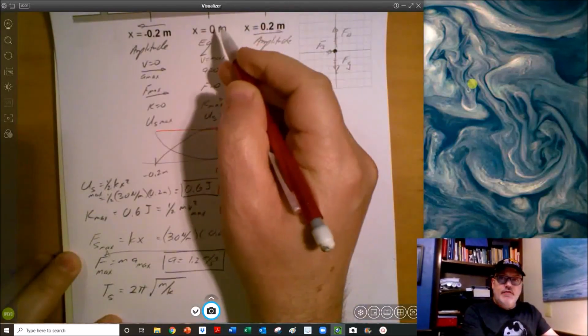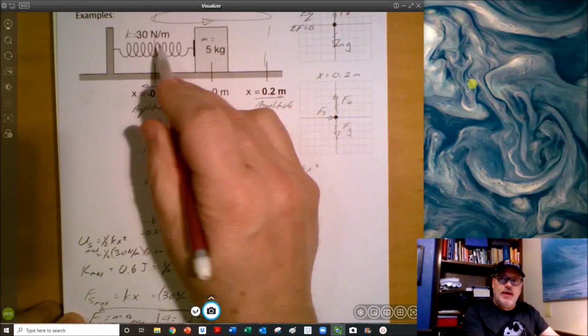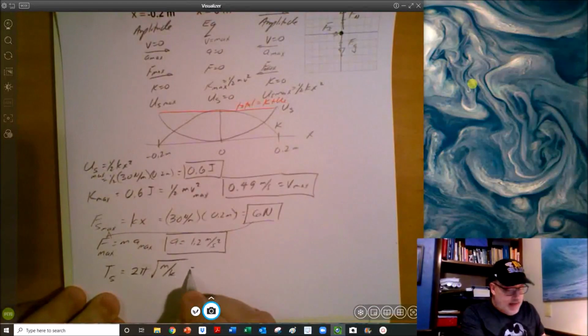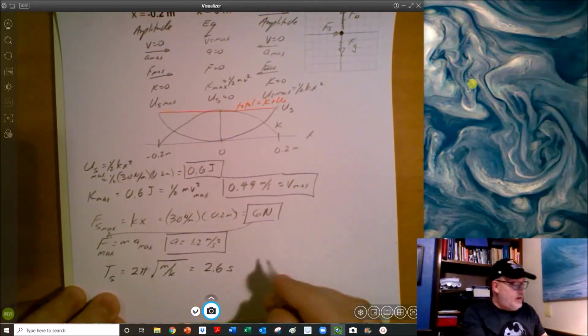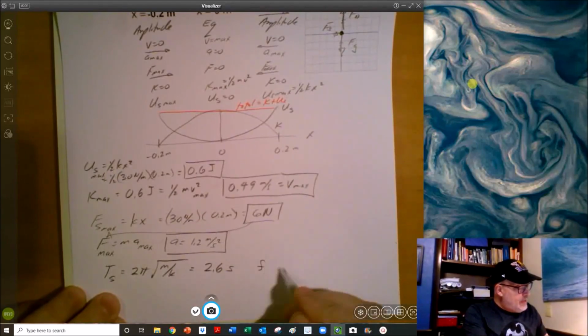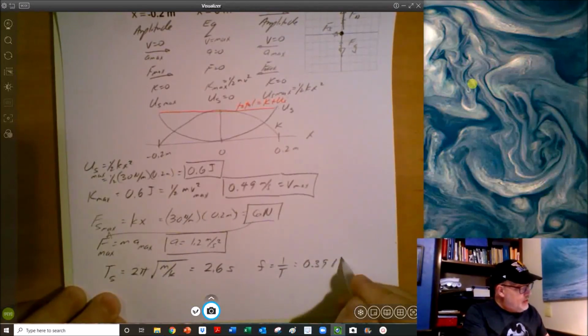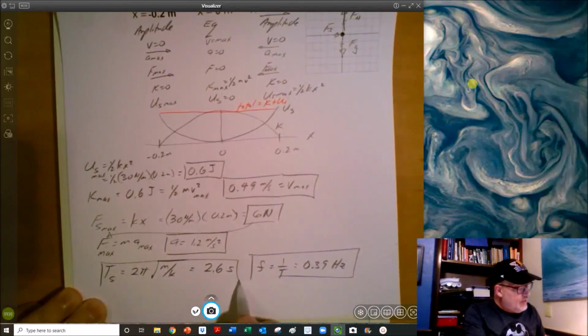If we plug in our values from up top, with our mass of 5 kilograms and our spring constant of 30 newtons per meter, we will get a time period of about 2.6 seconds. Now, that also means that the frequency of the motion is 1 over the time period, and that will be 0.39 hertz. Okay, so there's our frequency, there's our time period.